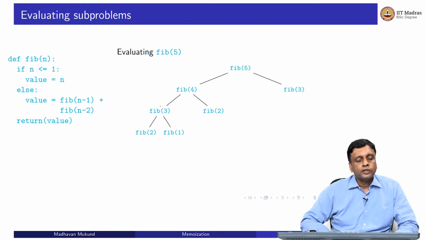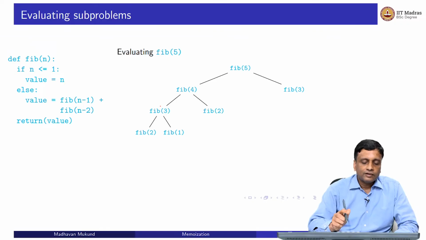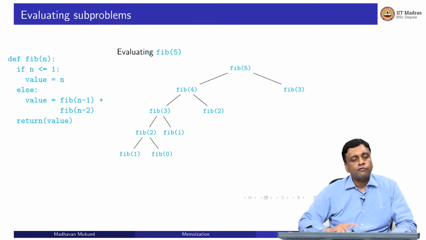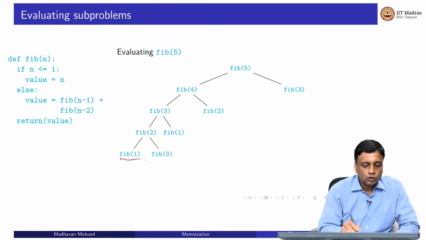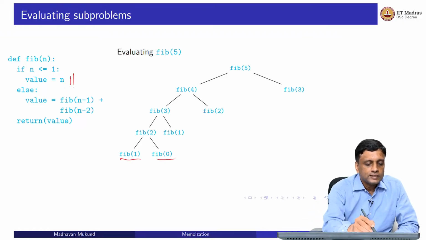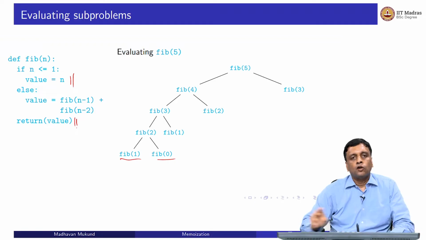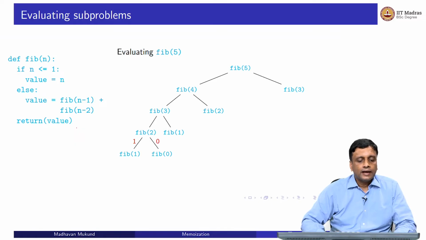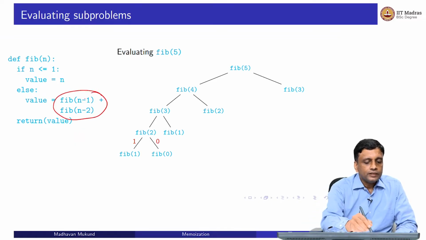Now we will get Fibonacci of 2 and Fibonacci of 1. Then finally we will come to Fibonacci of 2 again and we will get Fibonacci of 1 and Fibonacci of 0. Fortunately both of these are base cases, so for both of these I will exit without having to call Fibonacci again. I will get back the values for both of these as base cases from my Fibonacci function. And then I will be here in Fibonacci of 2.